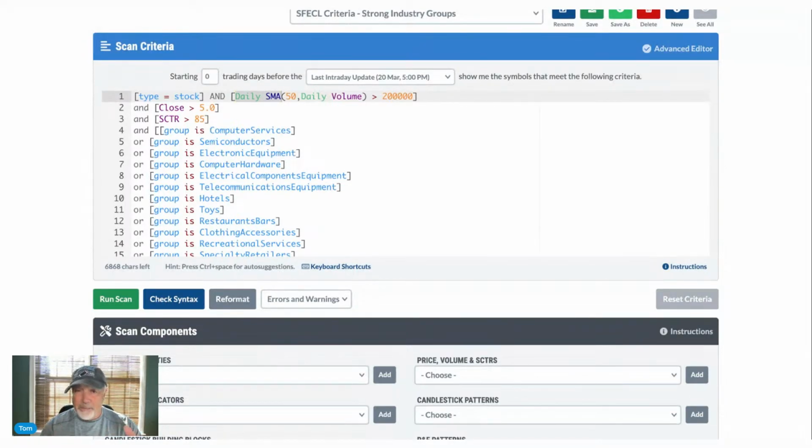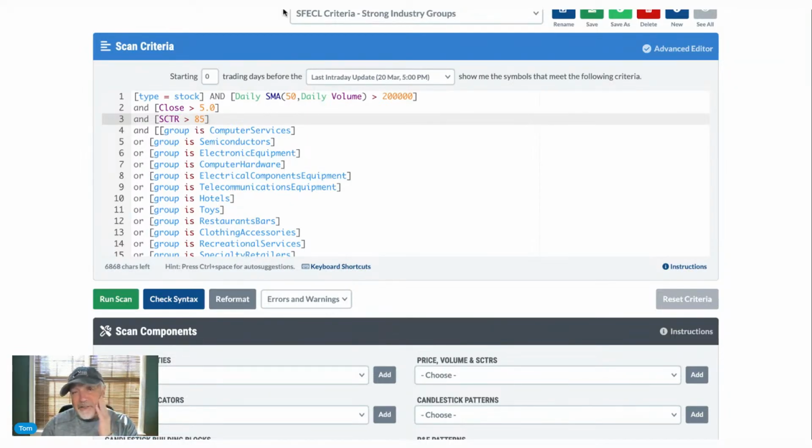So there's the liquidity part. We want to make sure the stocks are liquid. We want to make sure the stocks are over 5. We want to make sure the stocks have great relative strength. And then we want to see them in these strongest industry groups. This is where the lion's share of the strong future earnings chart list comes from.